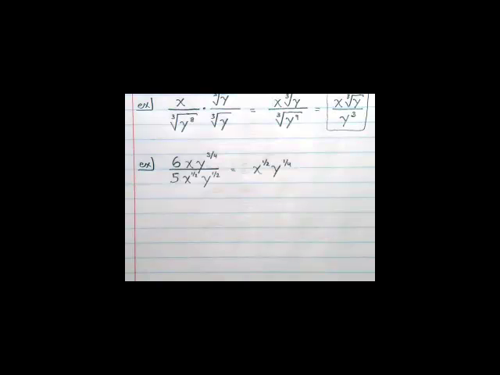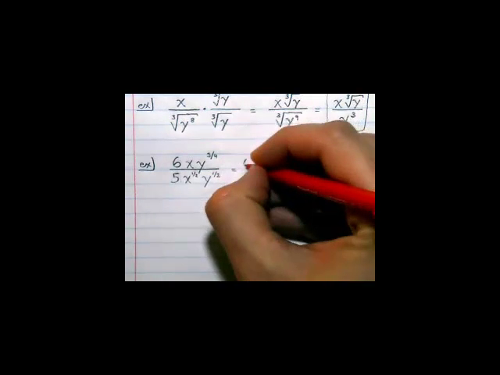Okay, I got a 6 and a 5. What's 6 divided by 5? 6/5. It's a fraction, right? I'm not even kidding you. It's got to be 6/5, x to the 1/2, y to the 1/4. That's it. Just leave it as a fraction, okay? That's all we have to do.